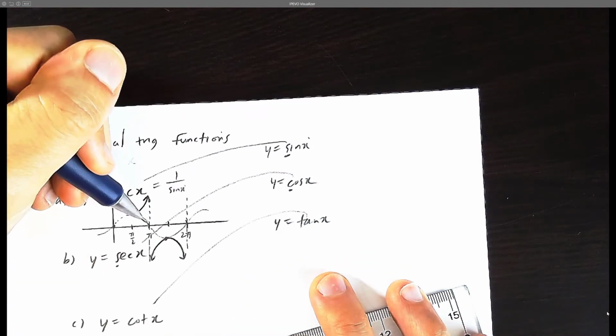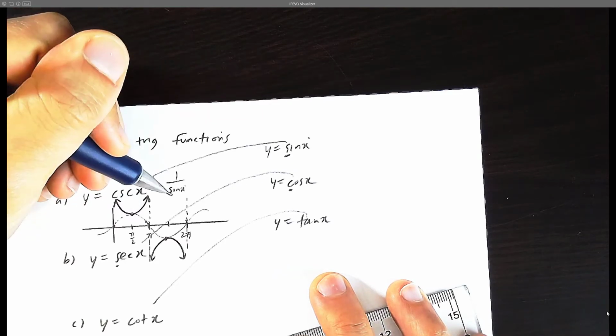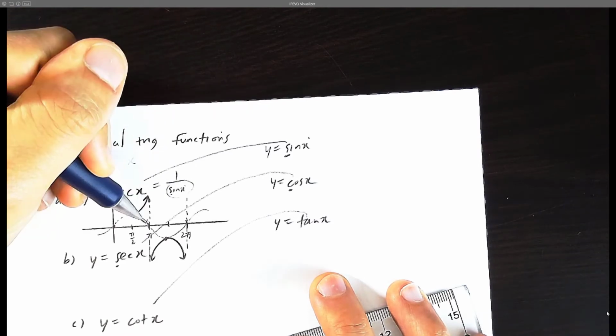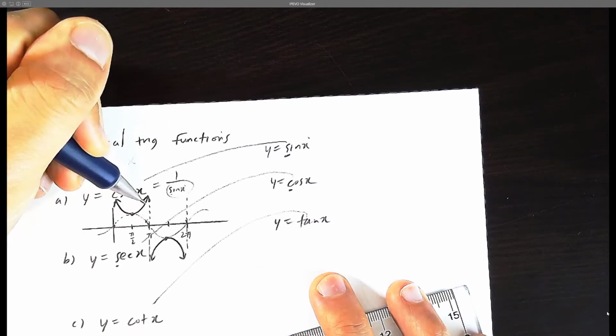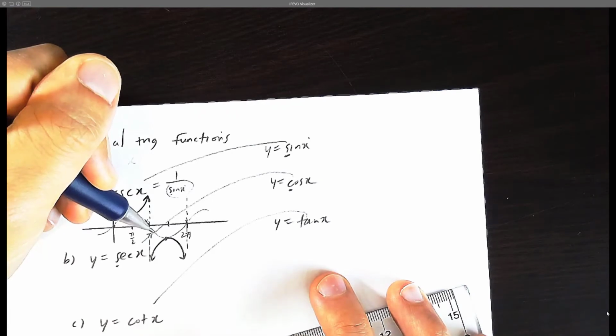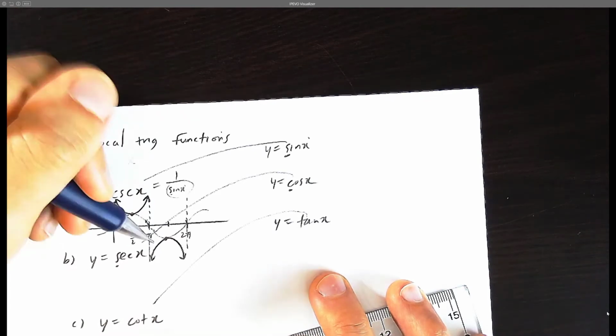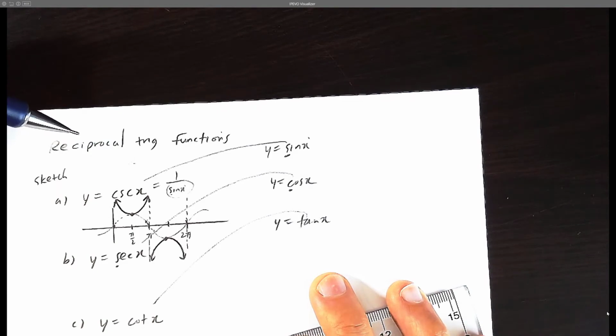Let's focus on a small positive y value for sine. 1 divided by a small positive y value for sine, 1 divided by 0.001, is going to be very big, tending towards positive infinity. Whereas if it's a small negative number, 1 divided by a small negative number would tend towards negative infinity. So this is the way you can sketch the cosecant graph.